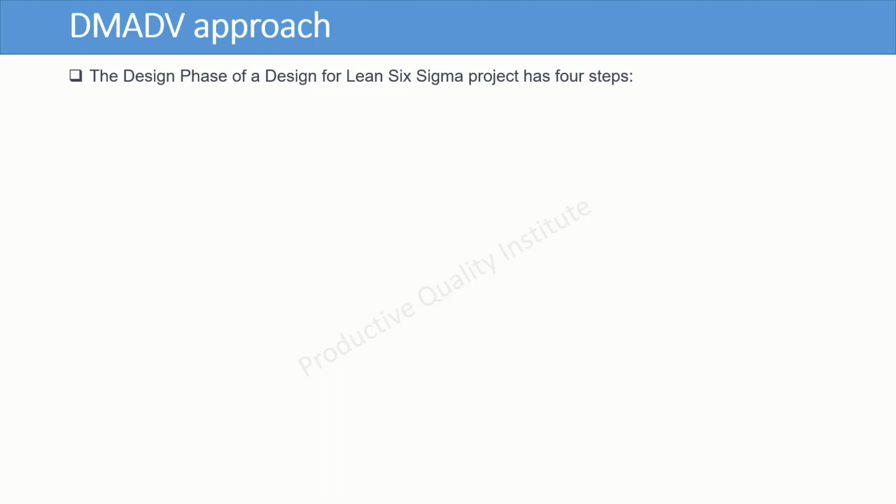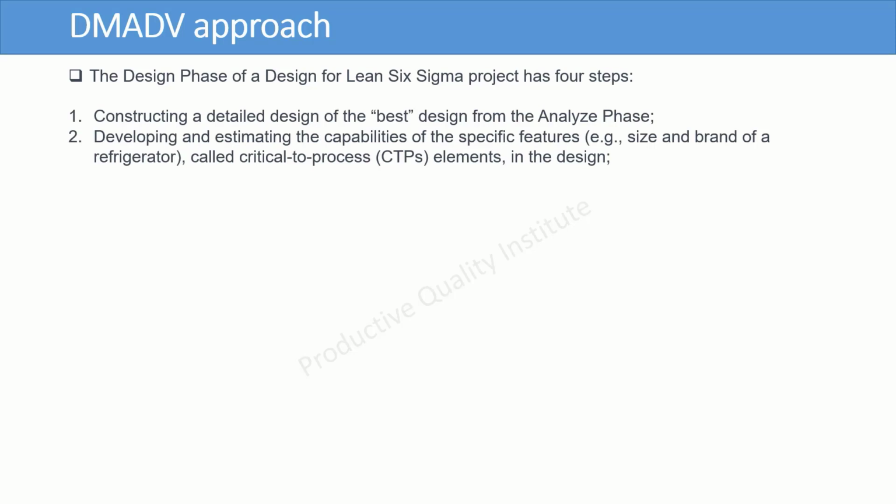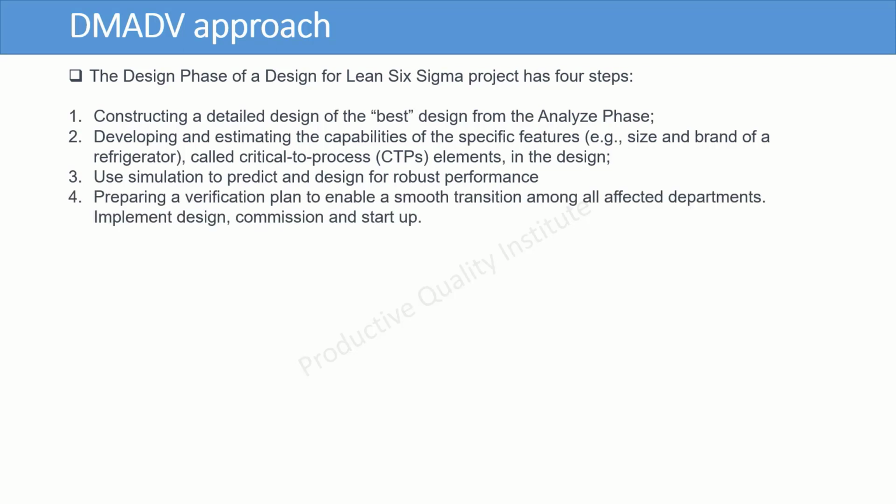The design phase of a Design for Lean Six Sigma project has 4 steps: constructing a detailed design of the best design from the analyze phase, developing and estimating the capabilities of the specific features, for example, size and brand of a refrigerator, called critical to process, CTPs, elements, in the design. Use simulation to predict and design for robust performance. Preparing a verification plan to enable a smooth transition among all affected departments. Implement design, commission and start up.